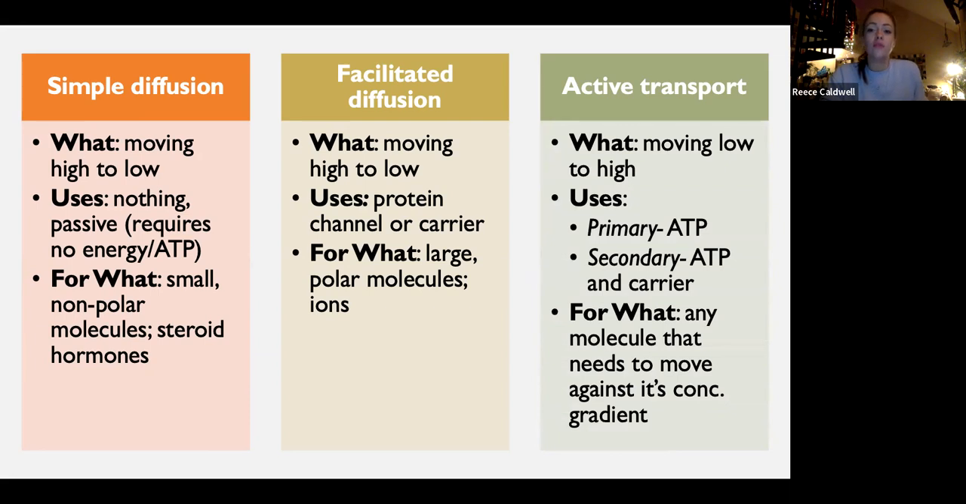concentration. We have two types of active transport. We have primary active transport and secondary active transport. We'll see some examples of this coming soon, but for now, just know that primary active transport uses ATP and secondary active transport uses ATP and some type of carrier. The molecules that we see that use active transport are any molecules that need to move against their concentration gradient. So any molecule that needs to go from low to high concentrations. And we'll see an example coming soon.